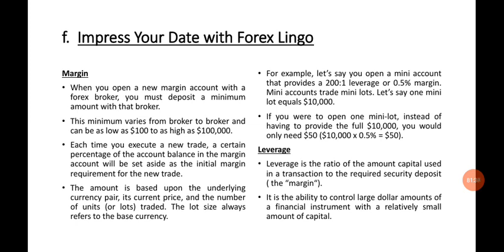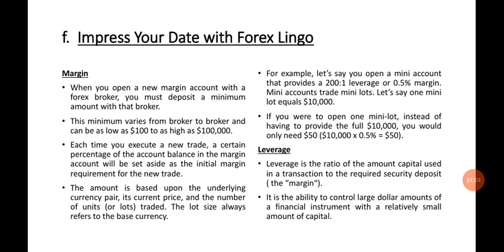If you were to open one mini lot, instead of having to provide the full $10,000, you would just really need to provide $50, which is your 10,000 unit price times 0.5%, which is just $50.